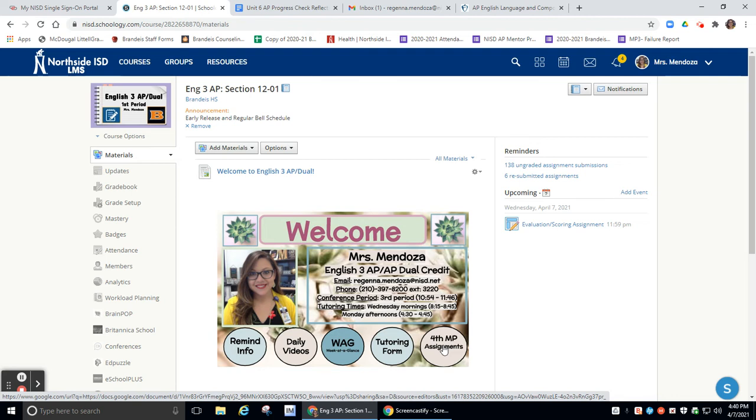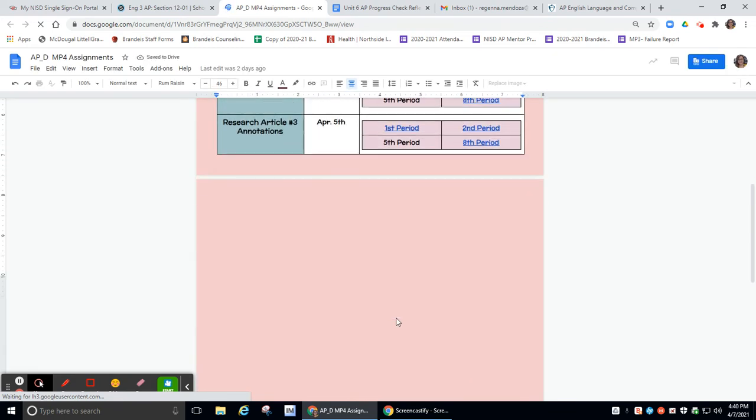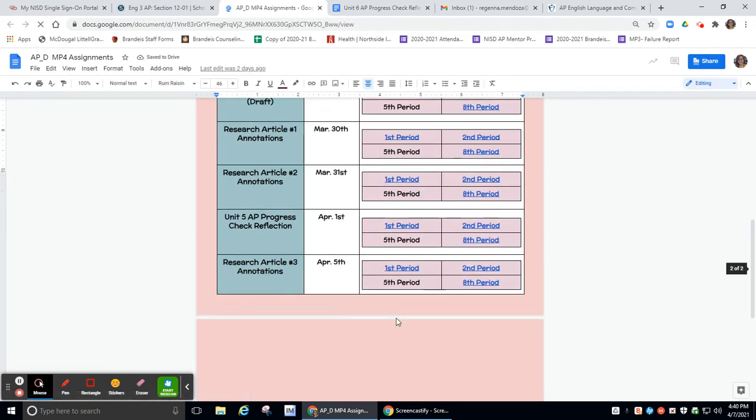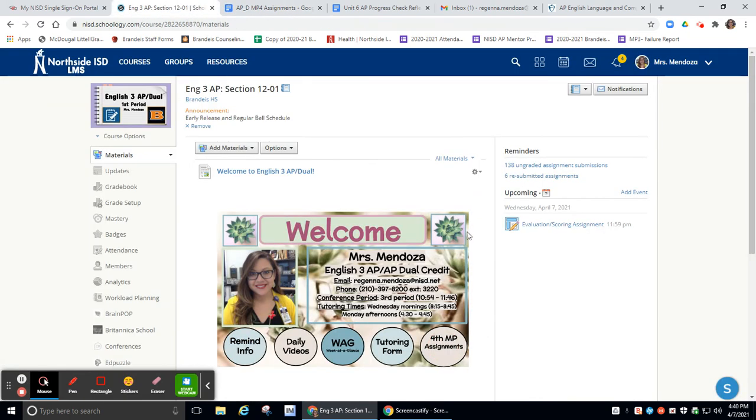But this document gives you a list of all the things that are in the grade book, with the exception, I think, of the works cited page and then, of course, the current reflection. So if you're missing anything, double check these. I will update the links for 5th period, but this will take you straight into the folder so that way you can complete the assignment.